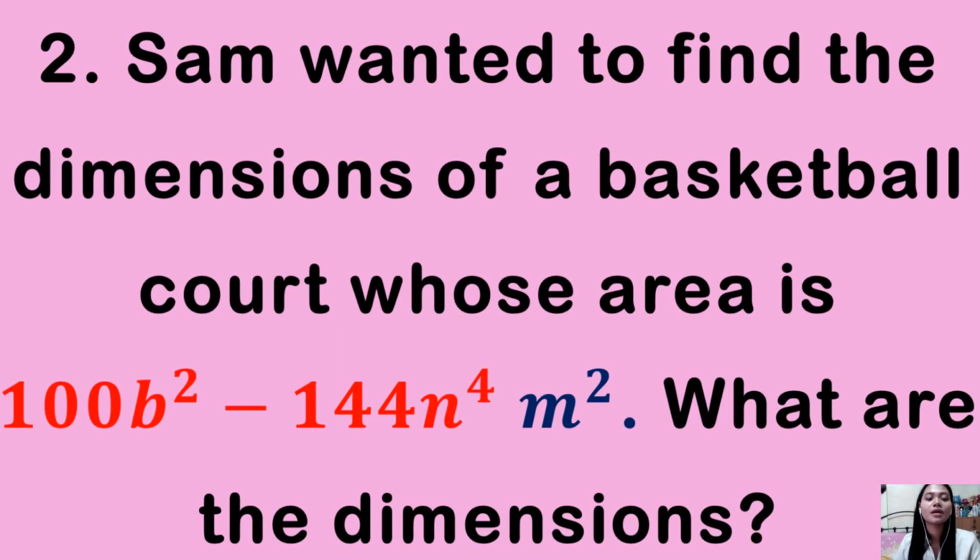Second problem. Sam wanted to find the dimensions of a basketball court whose area is 100b squared minus 144n to the fourth meter squared. What are the dimensions? Okay. So, in this problem, ang ating tinatanong ay yung dimension ng ating basketball court. So, ang area ng basketball court ay 100b squared minus 144n to the fourth in square meters. So, paano natin to isa-solve?